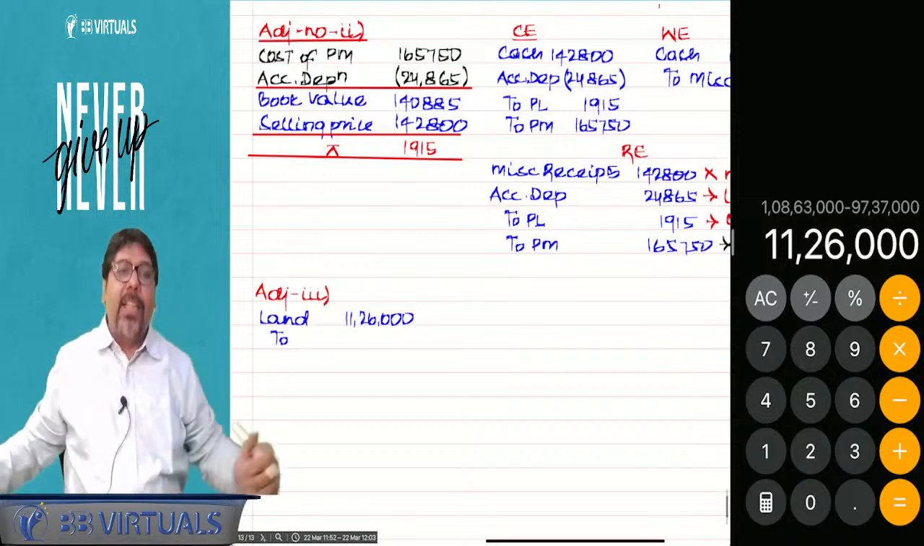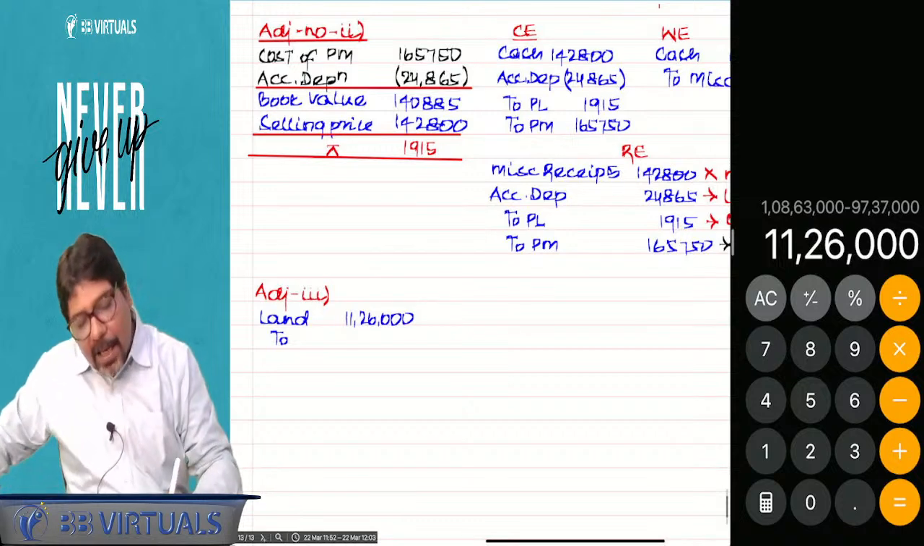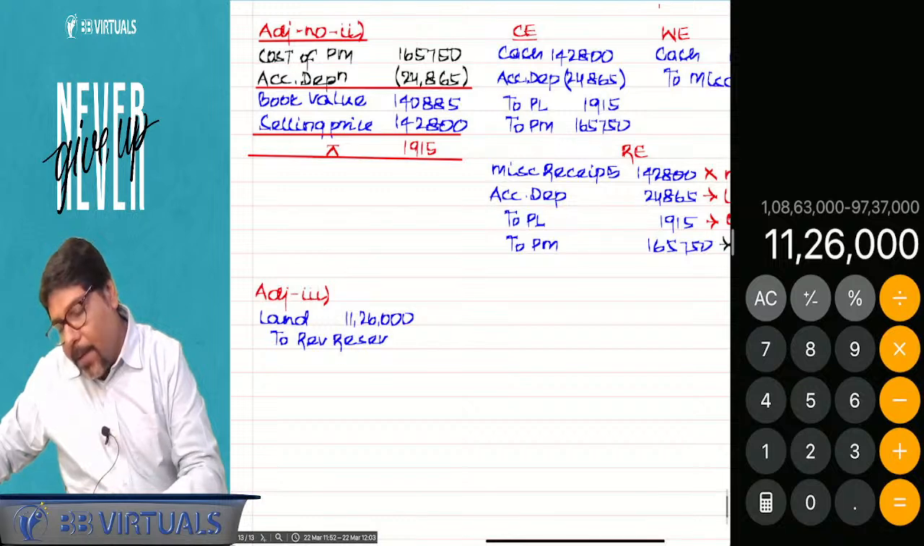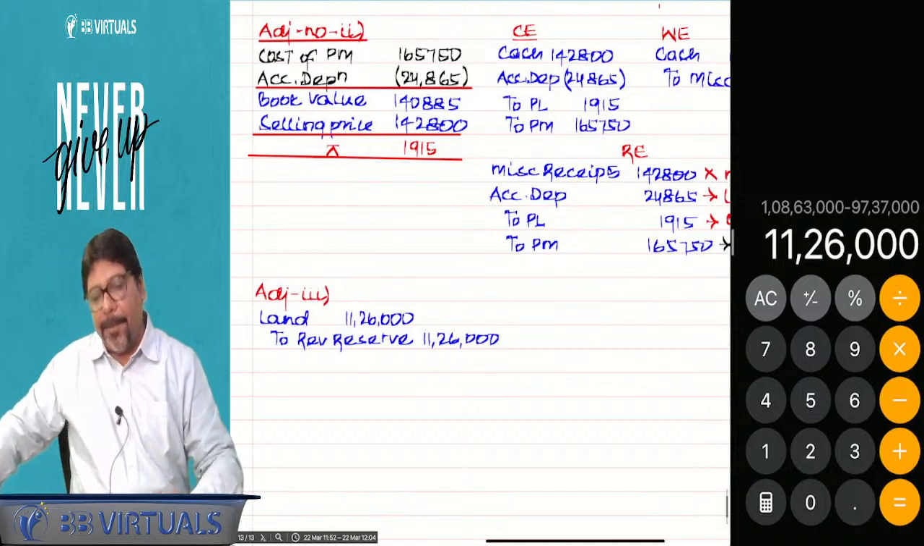If you have not realized it, chartered, don't you think this is against the conservatism principle? Yes. And hence we transfer this profit to revaluation reserve. Revaluation reserve, 11 lakh 26,000. Correct?